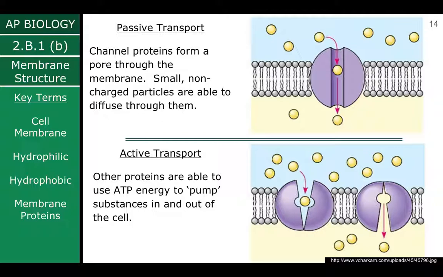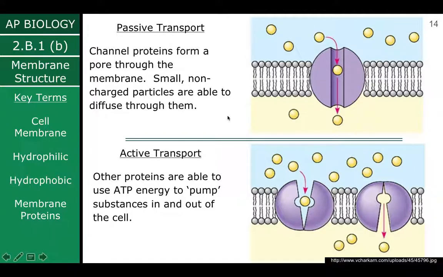Okay, this is a really important topic, passive versus active transport. This is one of your questions. So passive transport is an open channel all the time that goes all the way through the phospholipid bilayer, and any small non-charged particles, and it's really important that they are small and non-charged, are able to just diffuse straight through. So this requires no energy, it just passes right on through.